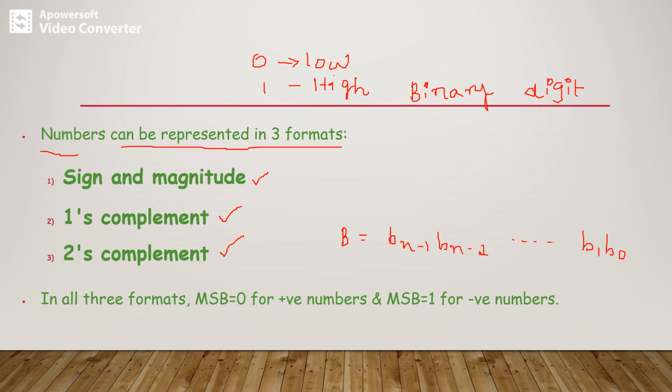So irrespective of the number, if the number is positive, the value of MSB will be equal to 0. If the value of MSB is equal to 1, that means the number is a negative number.